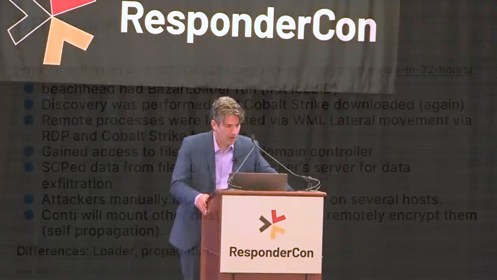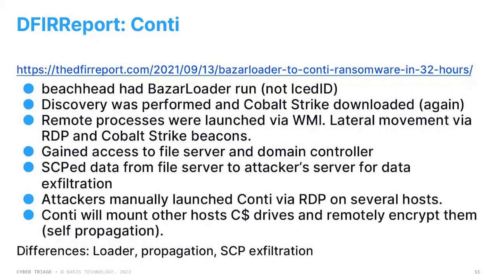So example 3, Conti. This one's from a year ago, actually a year to date, based on the URL. The beachhead used BazarLoader now instead of IcedID. They did some discovery. They used Cobalt Strike. They used WMI to launch some remote processes and do some lateral movement with RDP and Cobalt Strike beacons. That's similar to what we saw with other ones in terms of the discovery and moving around. They eventually got access to the file servers and domain controllers, and now they exfiltrated data with SCP up to their hosts.